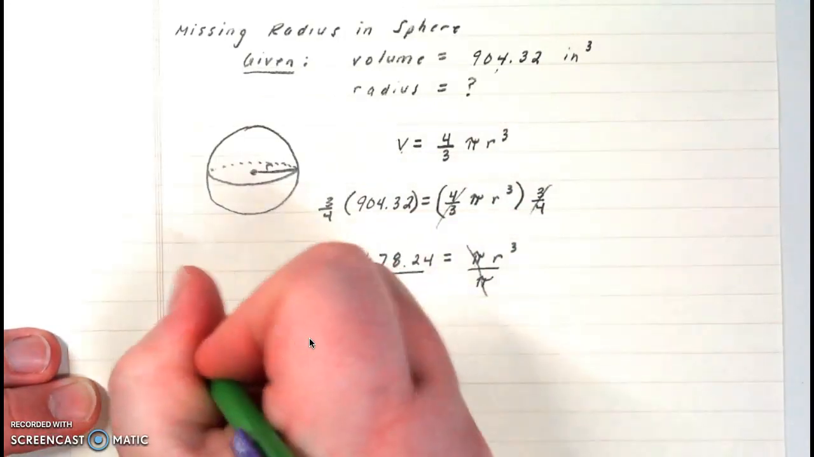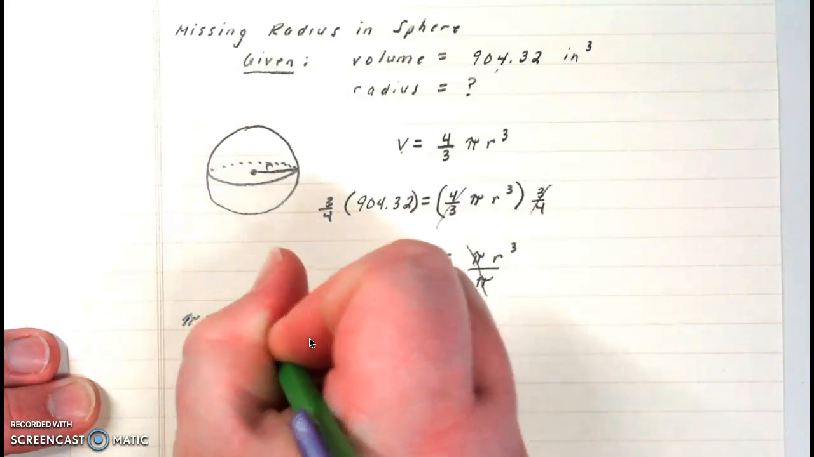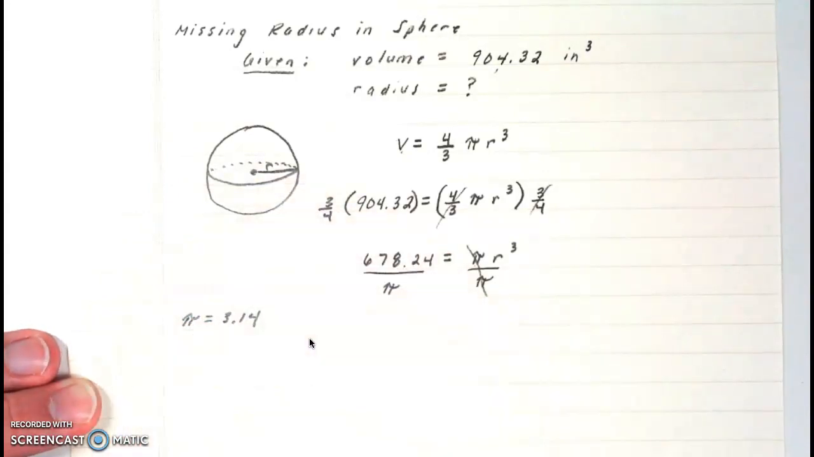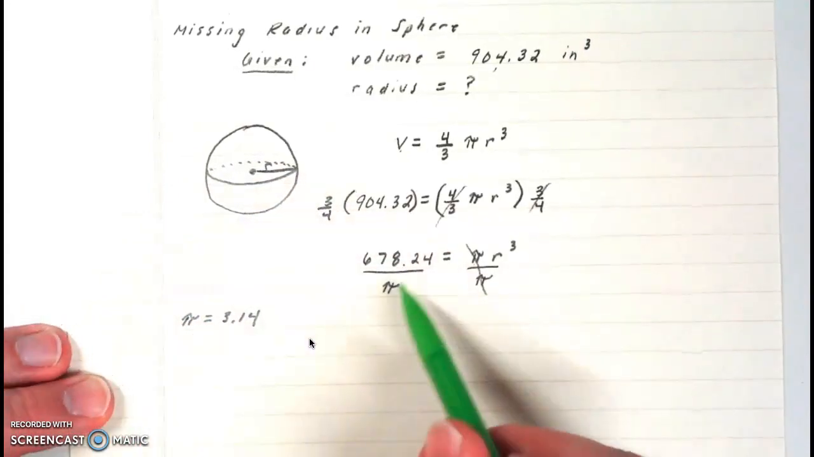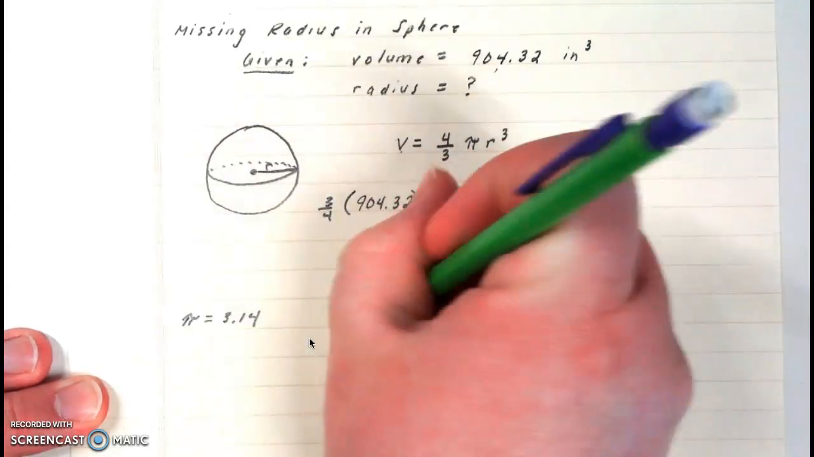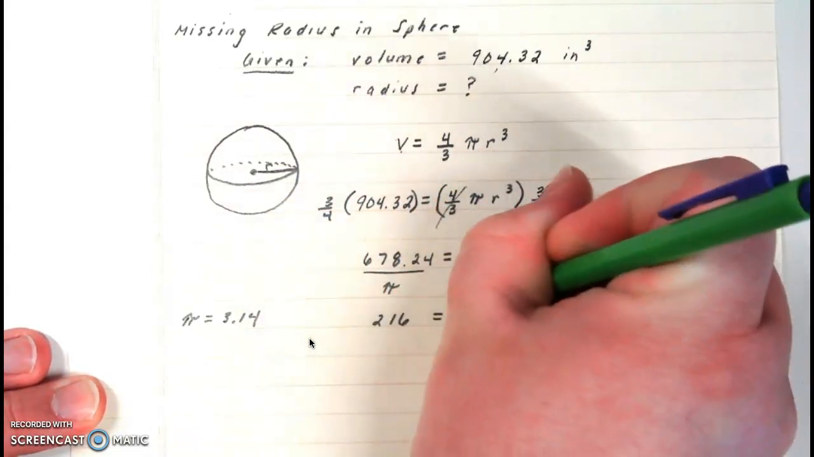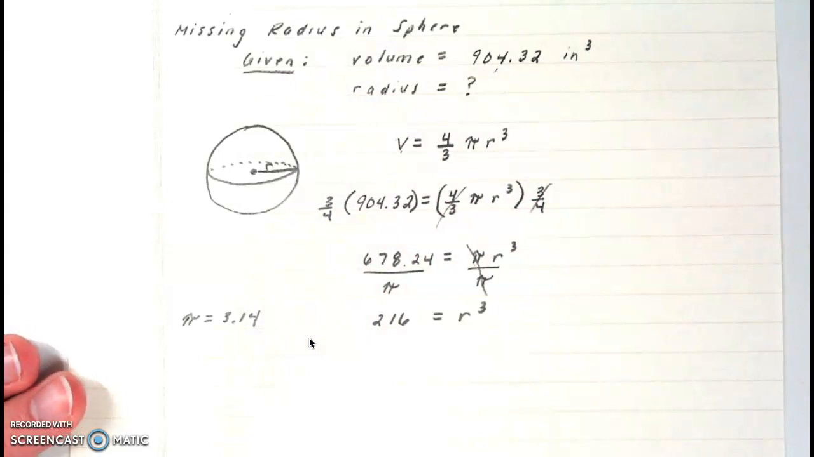And for pi, remember, we want to use the approximation 3.14. So on our calculator, we're going to do 678.24 divided by 3.14. And that gets us 216 equals r cubed.